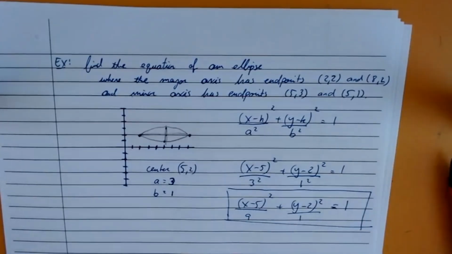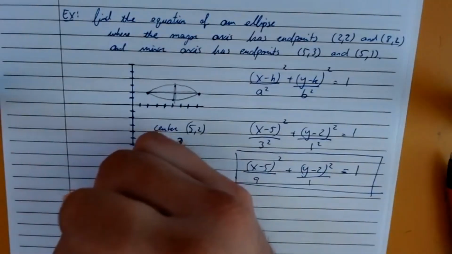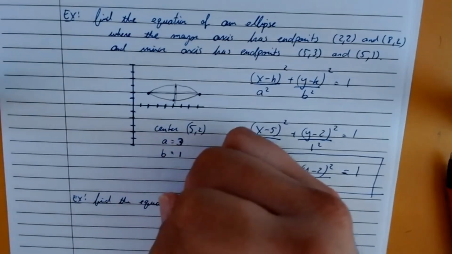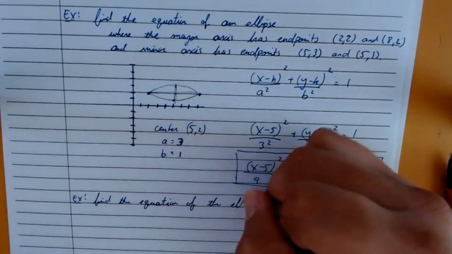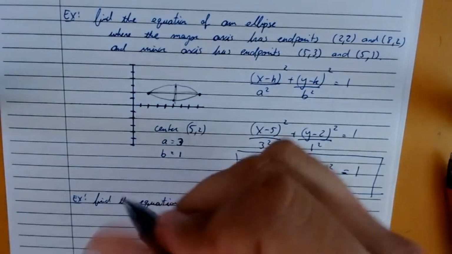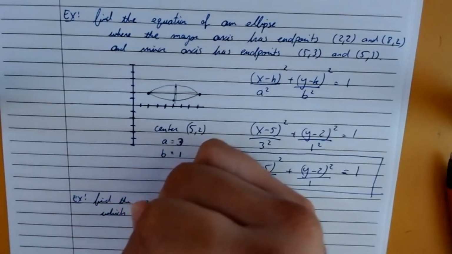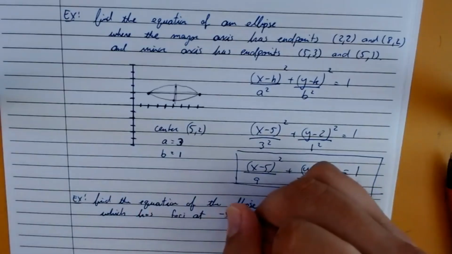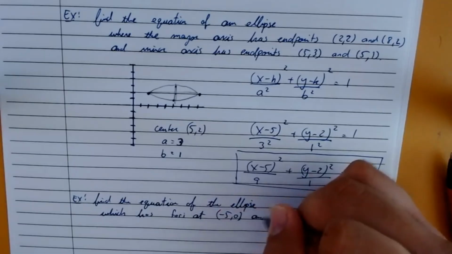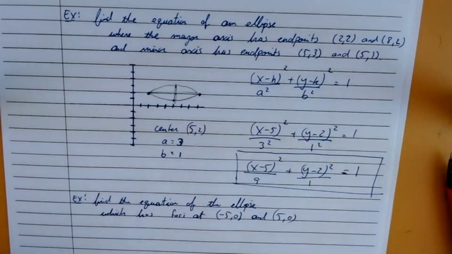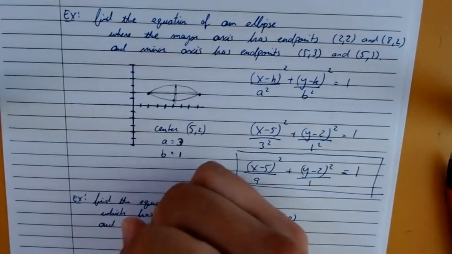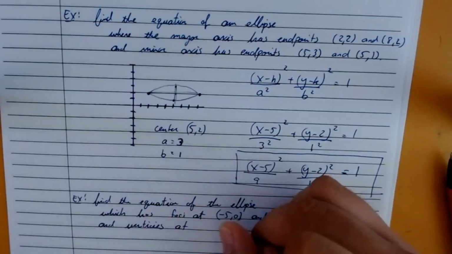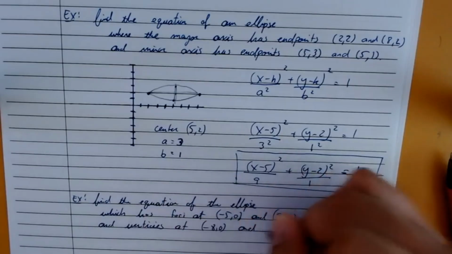All right, so go ahead and give this a try. As our last problem for the section, go ahead and find the equation of the ellipse, which has foci at (-5, 0) and (5, 0), and which has vertices at (-8, 0) and (8, 0).